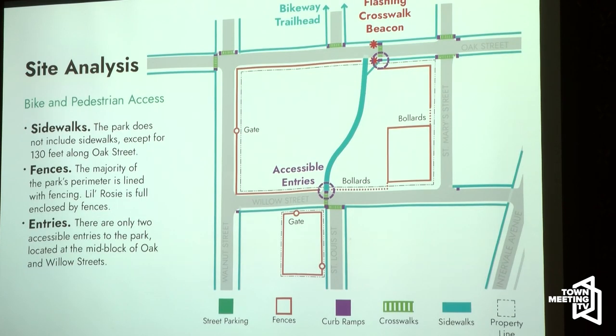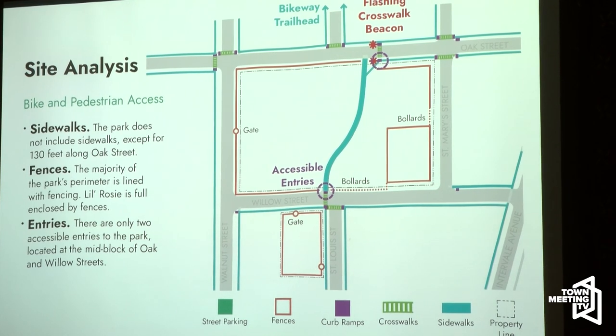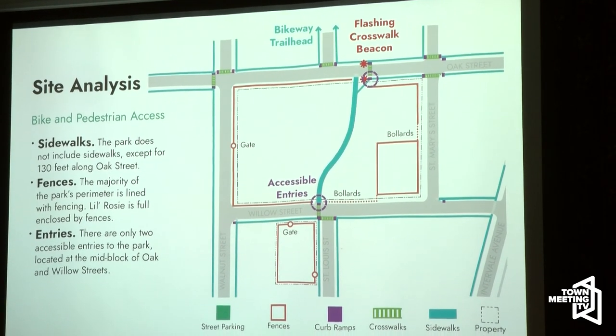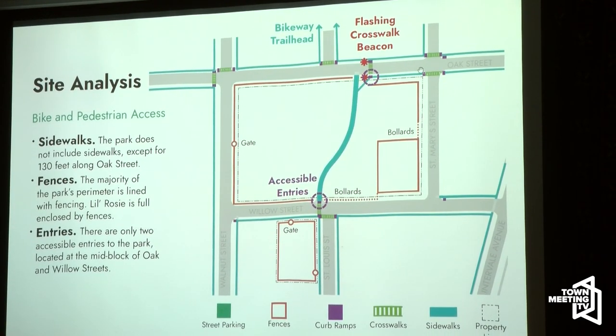So if you're coming to the park on foot or on a bike, you'll notice that sidewalks will bring you right to the block, but not onto the park itself. There's only one sidewalk on the park, in the northeast corner. The rest of the perimeter is lined by different fences, some associated with the baseball, some with tennis, some with basketball. There's also a few runs of old concrete bollards that may not need to stay any longer.